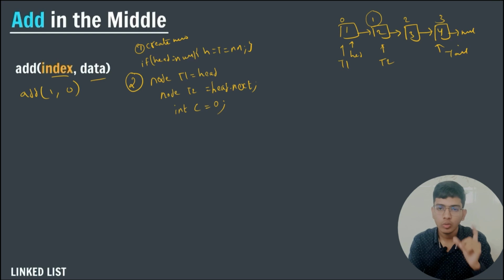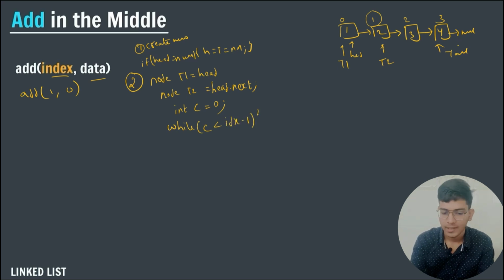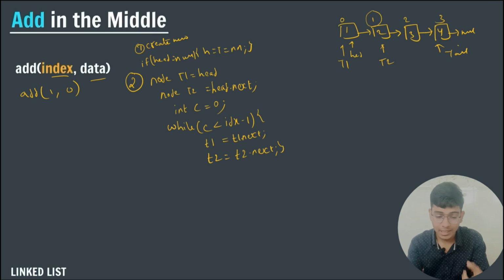After that, I'm going to run a while loop while my c is less than idx minus 1. If this particular condition is true, then we'll come inside the loop, and I'm going to change t1 is equal to t1 dot next, and t2 is equal to t2 dot next. If this condition is false, then we'll come out of the loop.